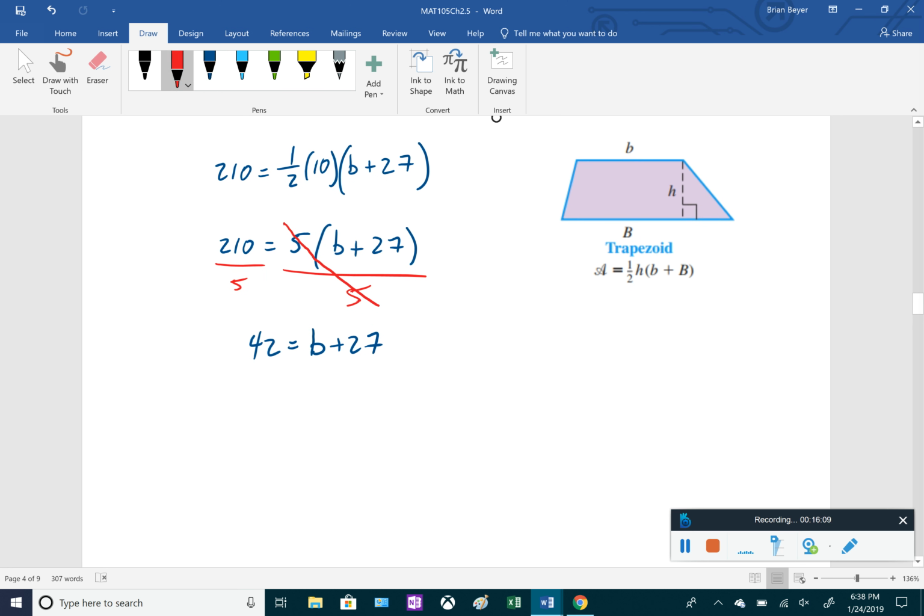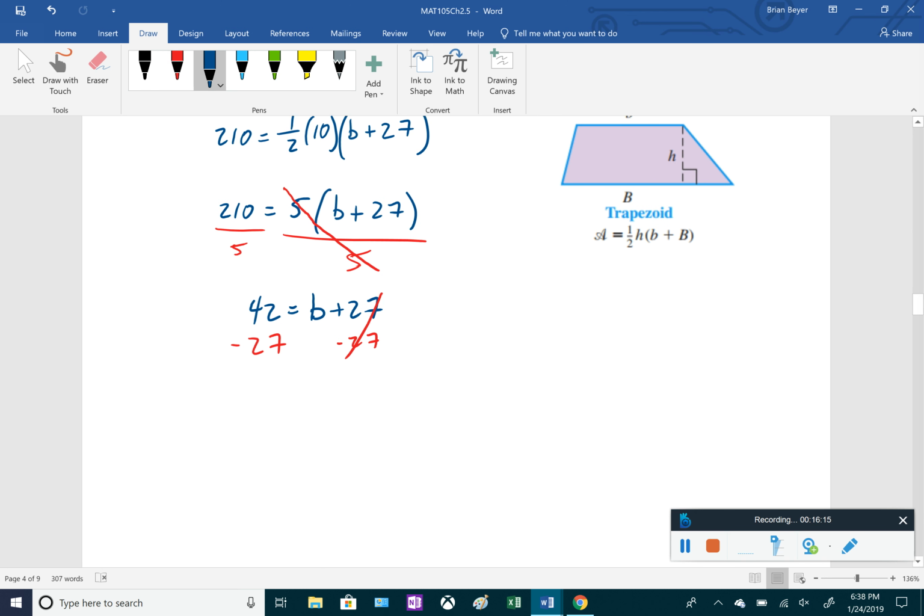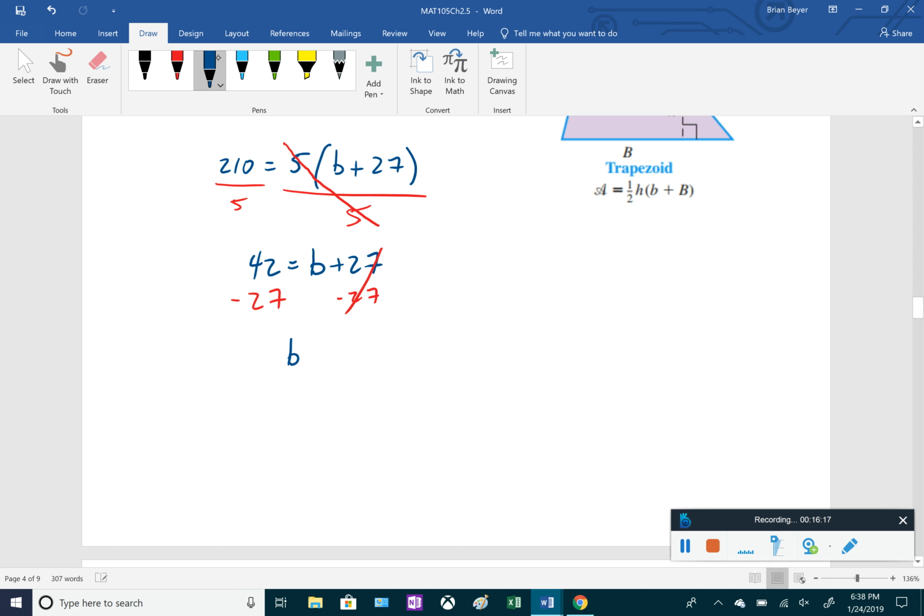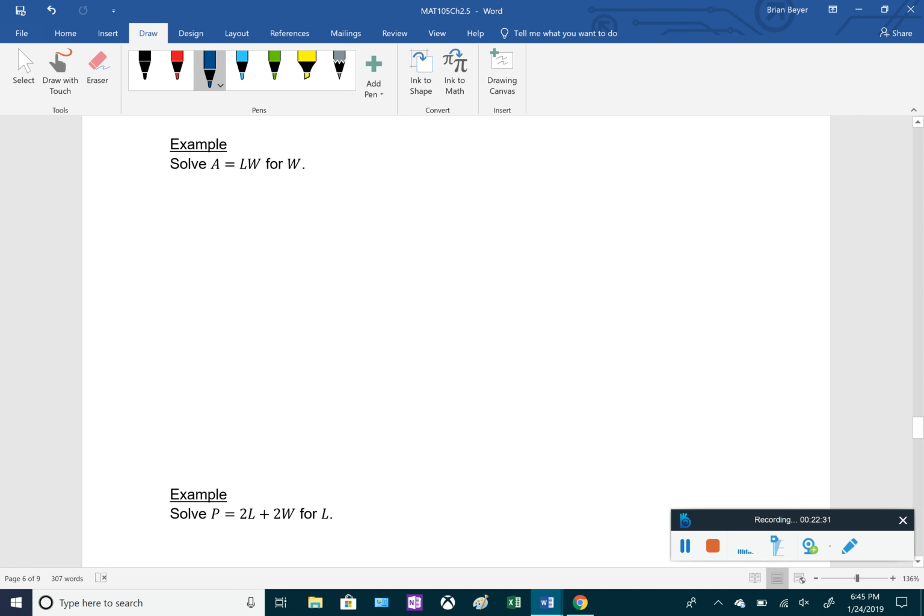Lastly here, we're going to subtract 27 on both sides. What does that give us? 15. So we get little b equals 42 minus 27, which gives us 15. Okay, so let's do a couple other examples, a little bit different looking. So we're just going to be given a formula for one of the different variables with no numbers in it.